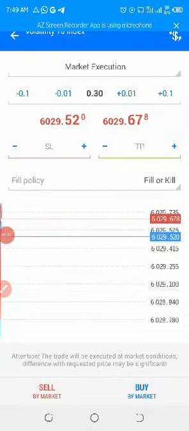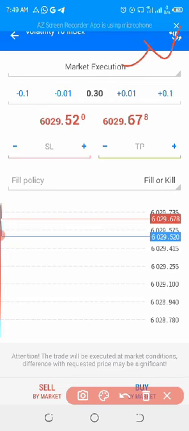So when you click on the plus sign, it's going to bring up this window. Now look at, we have here market execution. Always make sure that it is on market execution.